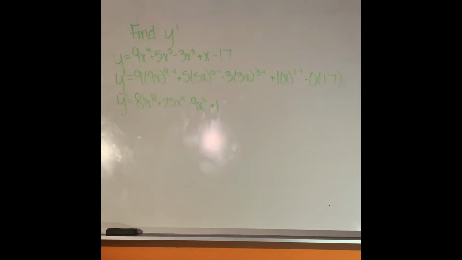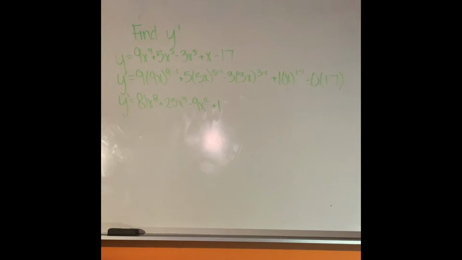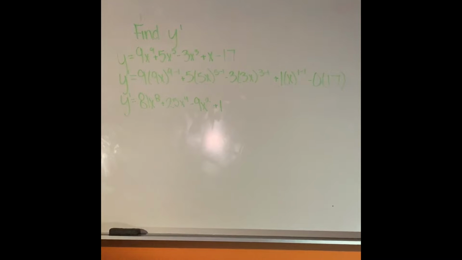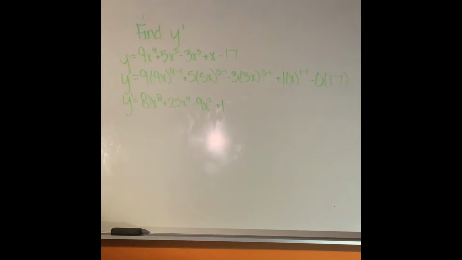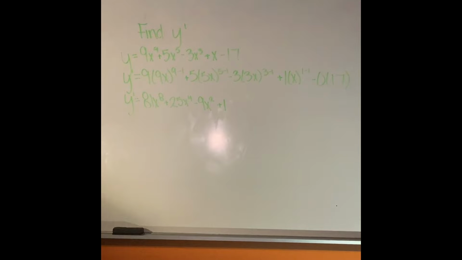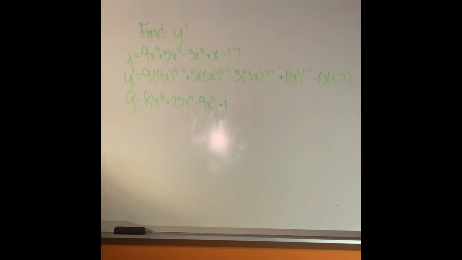Y prime then equals 9 times the quantity of 9x to the 9th minus 1 plus 5 times the quantity of 5x to the 5th minus 1 minus 3 times the quantity of 3x to the 3rd minus 1 plus 1 times the quantity of x to the first power minus 1 minus 0 times the quantity of 17. Once you simplify that, y prime equals 81x to the 8th plus 25x to the 4th minus 9x squared plus 1.